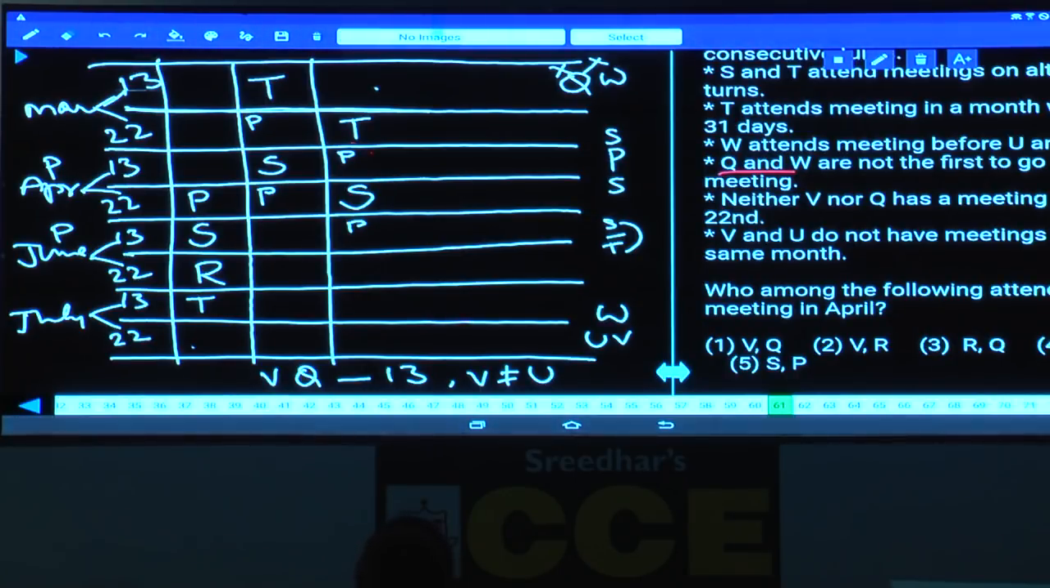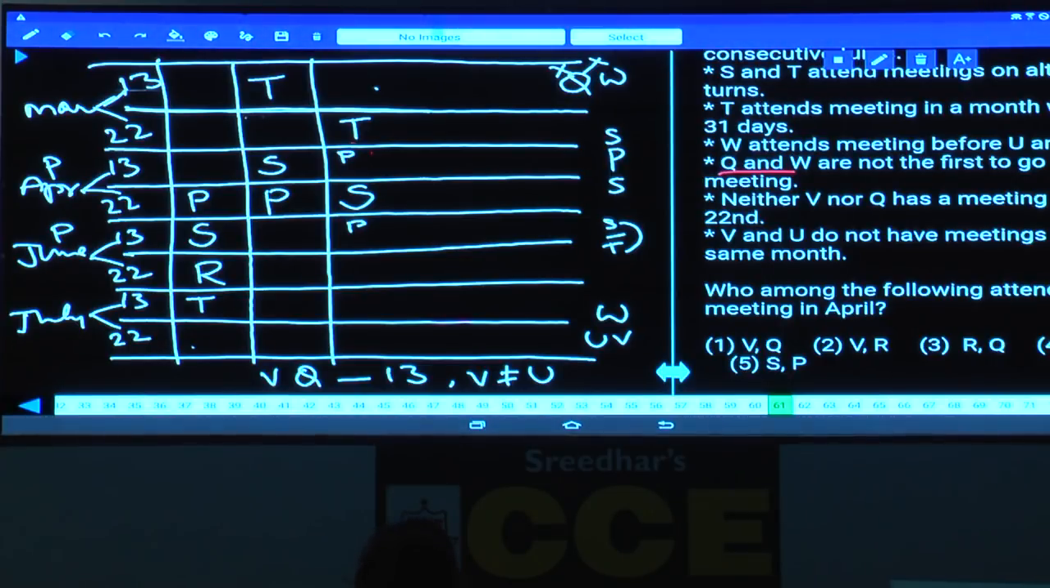And again the first information. What is the first information we have? P attends a meeting in the month which has 30 days. Now I am talking about the second case. Can P be in between T and S? No. Why? Because if P is here, then P is in the month of March which has 31 days, whereas P should be in the month which has only 30 days. Hence P cannot be here. Hence P must be after S only.